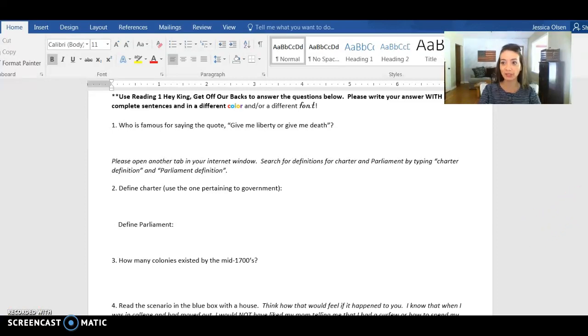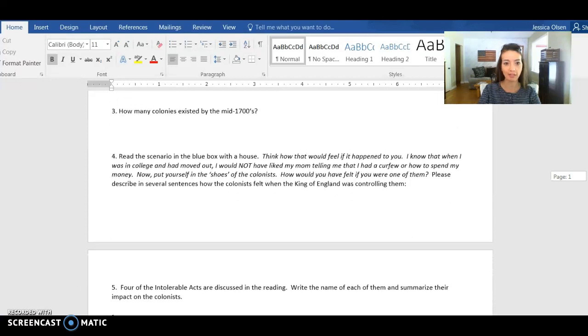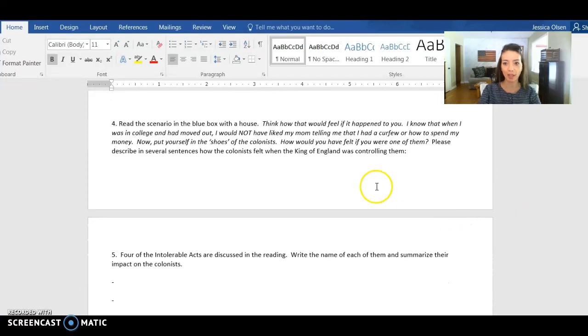Okay, so let's scroll down to the next part, and I kind of gave you a preview of this question, which says, read the scenario in the blue box with the house. Think how that would feel if it had happened to you. So I want you to put yourself in the shoes of the colonists who are being told what to do by the King of England, and kind of think about what it would be like to have maybe your mom telling you what to do later on when you're an adult.